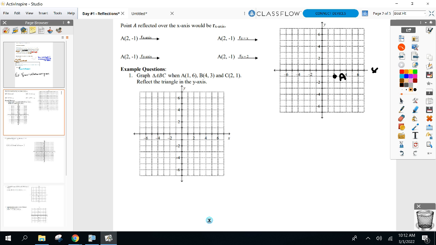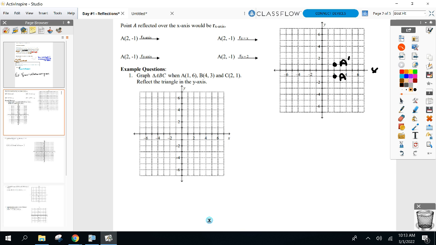How many units away is A from the X-axis? 1. Everyone agrees? 1? So that means I go 1 unit away in the other direction. The distance stays the same. So I'm 1 unit away from the X-axis. I go 1 unit away on the other side, and there's my new point. But I can't call it point A anymore. I'm not going to call it another letter either. Anybody know how I represent the reflected point? You put some sort of apostrophe next to it. All right, yep, it's called a prime. So everyone, now I label this A prime, which means point A was reflected or transformed.